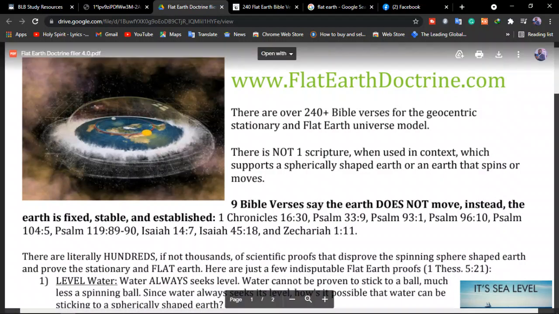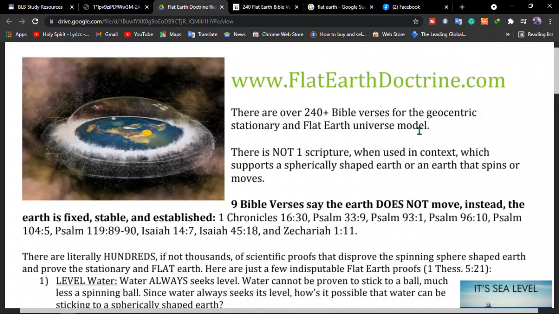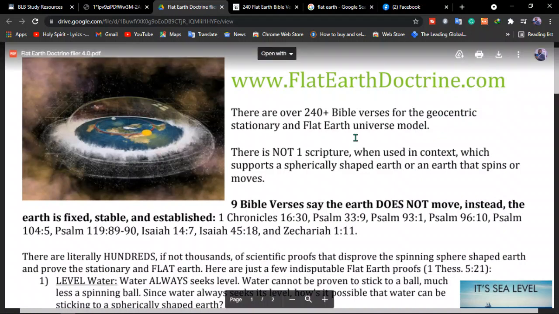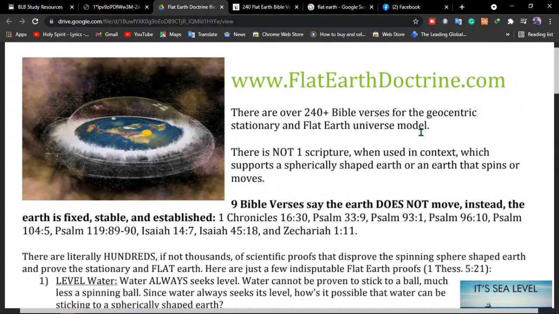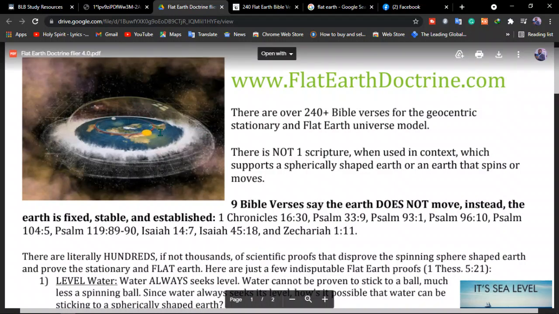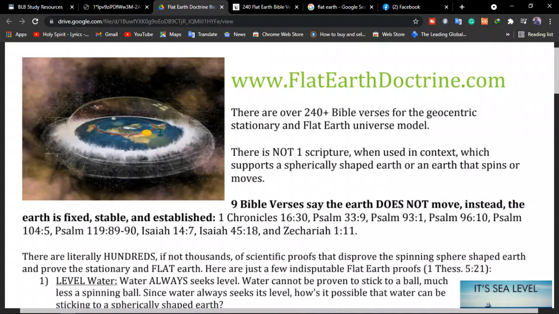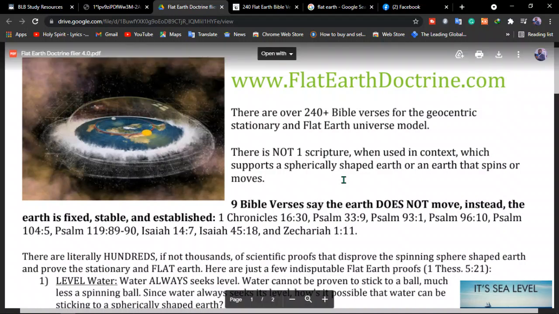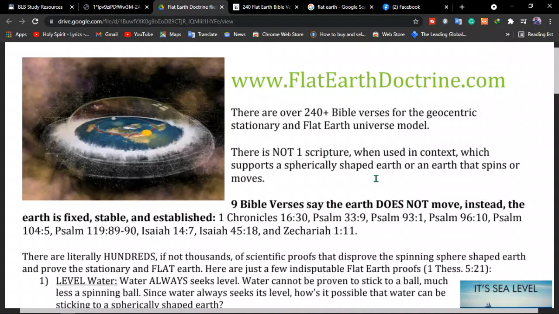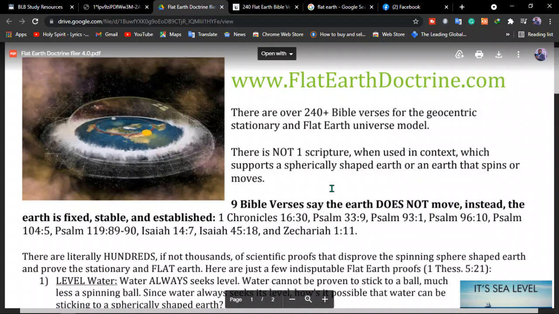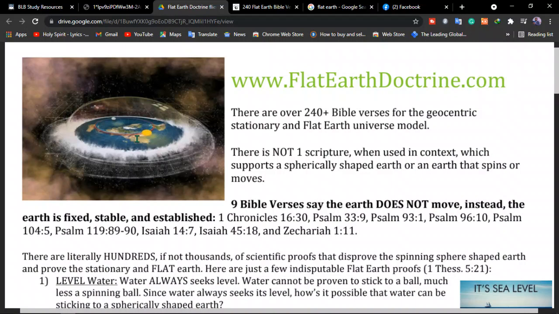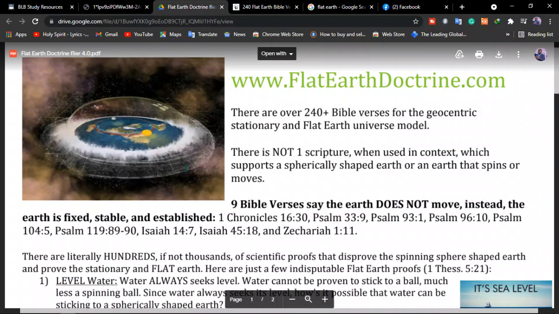And just picking up from this, I'm going to show you that there are about 240 Bible verses which speak about a geocentric, stationary, and flat earth universe model. Geocentric means the earth is the main central point of the universe, okay? And there's not even one scripture, when used in context, which supports a spherical earth, or an earth that spins or moves. This earth that you see, my friends, does not move. It is fixed. It is stable. It has pillars down here so that it cannot move, all right?